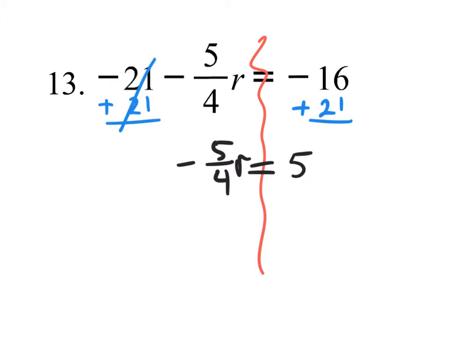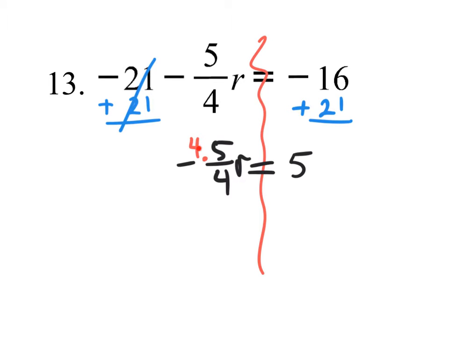So now, to continue solving this, you have a fraction and you don't want a fraction. You want to get rid of a fraction. Now, what is a fraction? Really, it's a division problem. It's really saying 5 divided by 4. So how do you get rid of a division? You do the opposite of division, which is multiplying. So if you're dividing by 4, the opposite would be multiplying by 4.